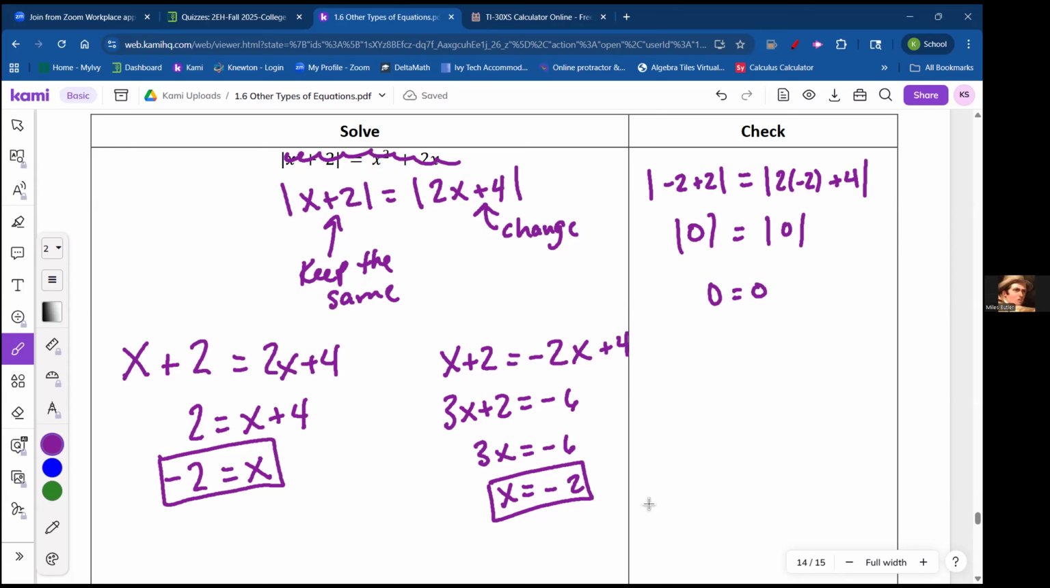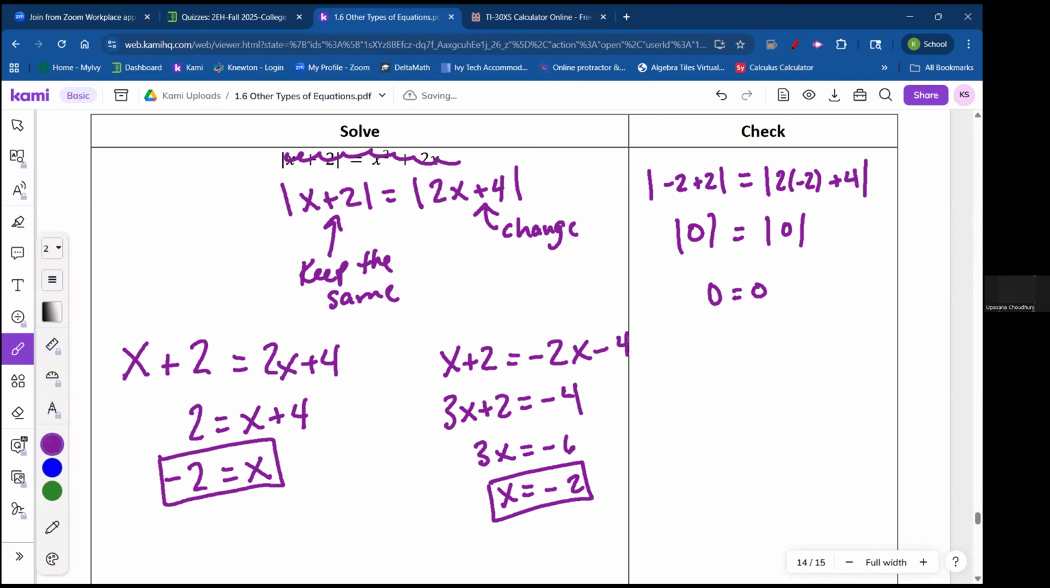Just to make sure I understand, how exactly did the absolute value bars change how we solve it, or did they really? How did they change how we solve it? What did they affect? Because you get one is positive, like I got 2x plus 4, and over here on the right, I got negative 2x minus 4.